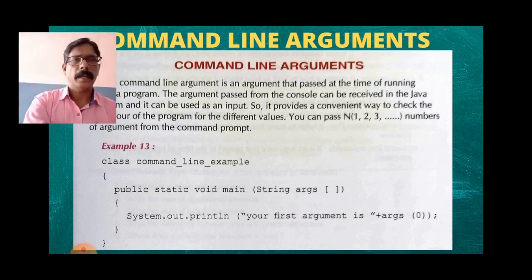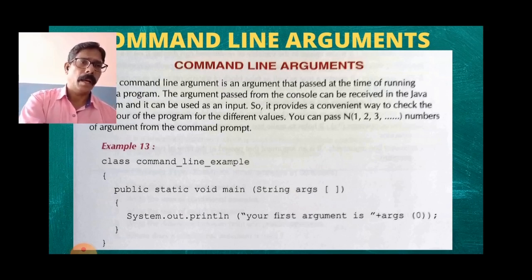It's command line argument. See the example. Class CommandLineExample, public static void main String args, System.out.println, your first argument is plus args variable. Okay, this is the format for using command line arguments. It's a format showing how to use the command line arguments in your program.